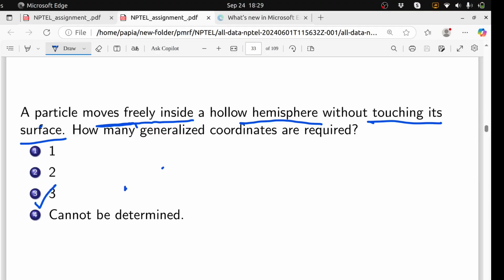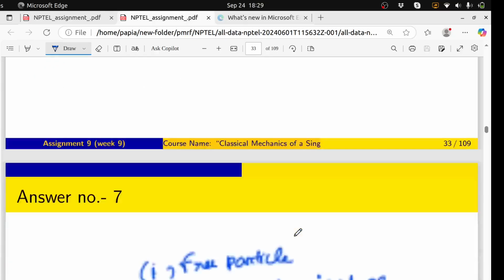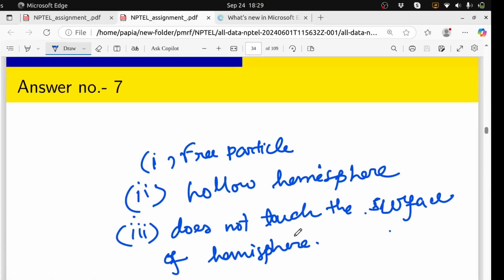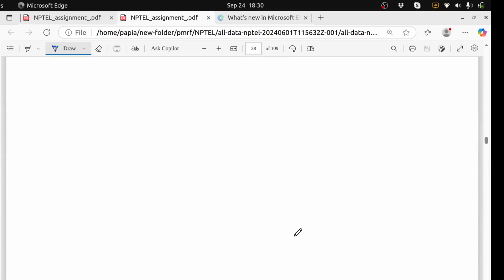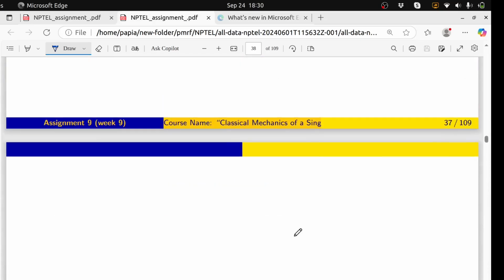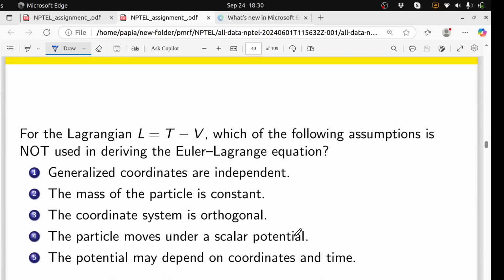A particle moves freely inside a hollow hemisphere without touching its surface. So the generalized coordinates required are 3: r, theta, phi. Actually, here r, theta, phi will be the appropriate one, because a hemisphere is there, so it will be much simpler for calculation in terms of r, theta, phi. So r, theta, phi will be the generalized coordinates.